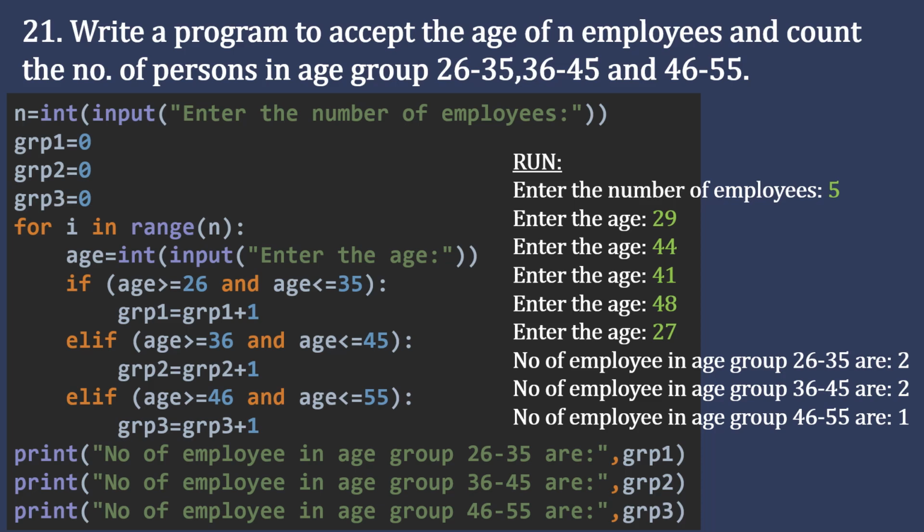Now it will print the number of employees in age group 26 to 35 as 2, then the number of employees in age group 36 to 45 as 2, and the number of employees in age group 46 to 55 as 1.